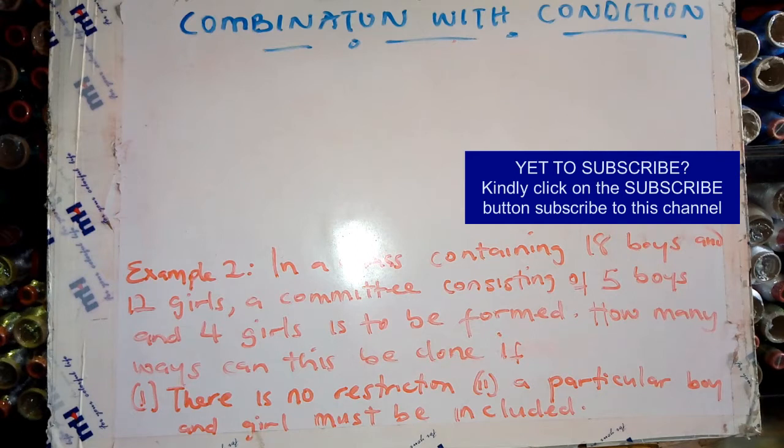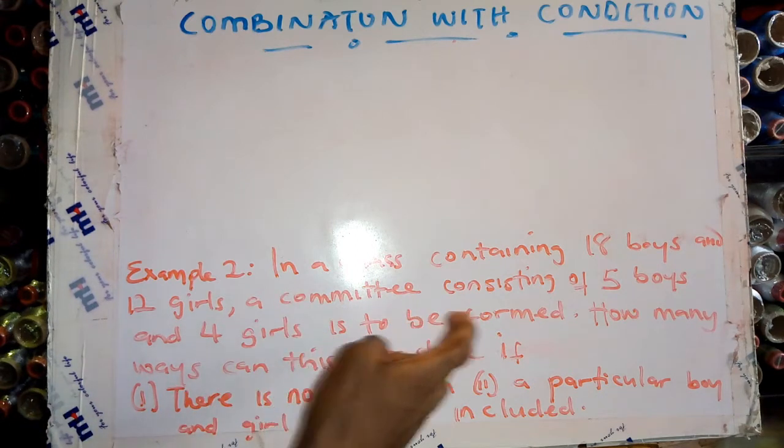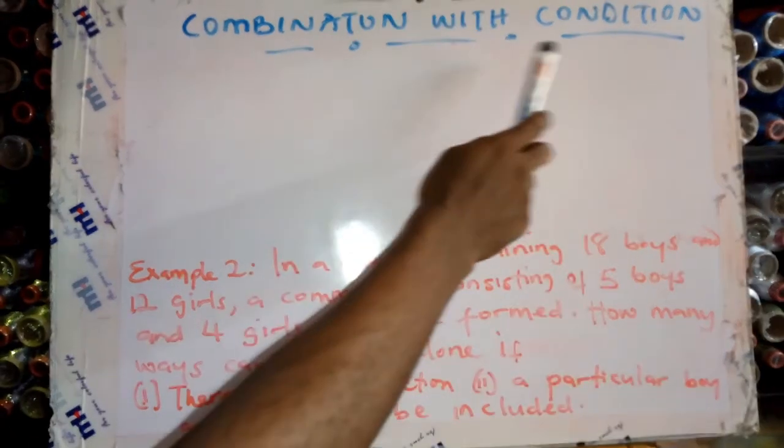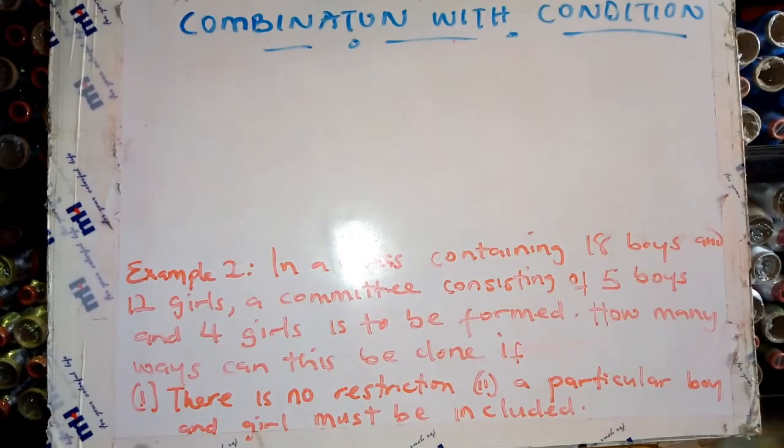For this example 2, it says: in a class containing 18 boys and 12 girls, a committee consisting of 5 boys and 4 girls is to be formed. How many ways can this be done if, now these are the conditions, and don't forget we are looking at combination with condition: if there is no restriction, and if a particular boy and girl must be included. So these are the two conditions.